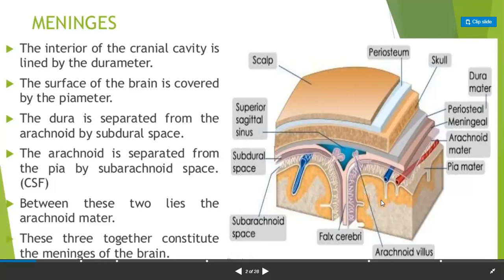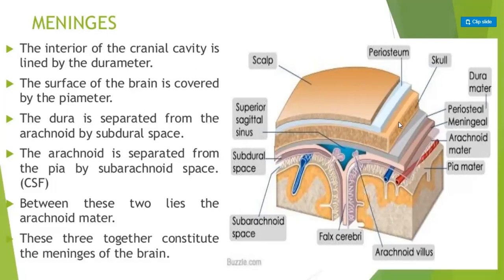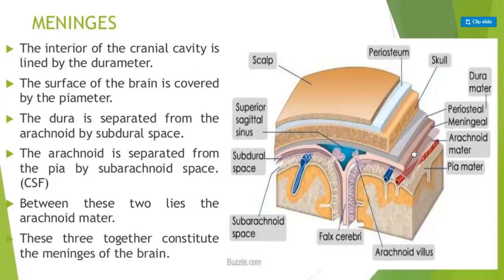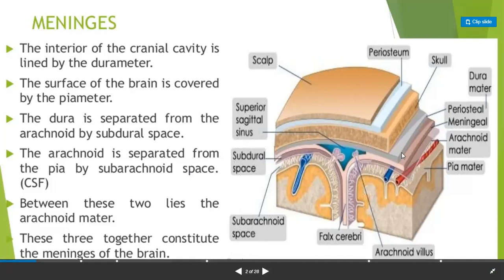Now see, this is the brain; the surface of the brain is covered by pia mater. So from outside to inside, the order of meninges is dura mater, arachnoid mater and pia mater. The dura is separated from the arachnoid by the subdural space. That means below the dura mater, whatever space is there, you call it the subdural space. Below the arachnoid mater, whatever space is there is the subarachnoid space, which is usually filled with cerebrospinal fluid. So between these two lies the arachnoid mater.